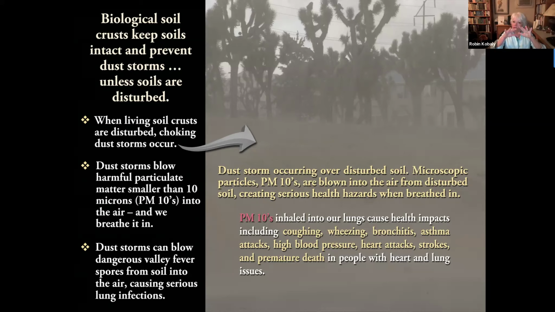And when all of those PM 2.5 particles settle in the ground, if we still have intact soils, that's where they stay. But as soon as we disturb the soil, it brings up all that stuff. And if we breathe it, it can cause lots of health hazards, like listed here: coughing, wheezing, bronchitis, asthma attacks, high blood pressure, heart attacks, strokes, premature death. And that's not even talking about valley fever spores.